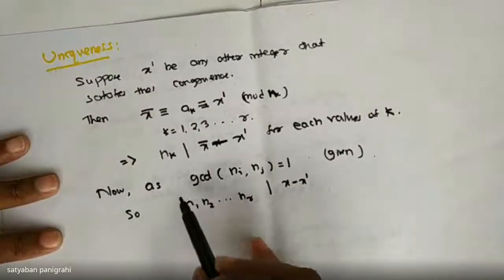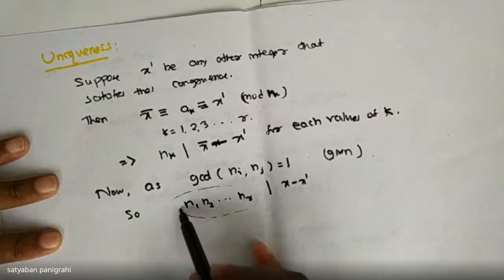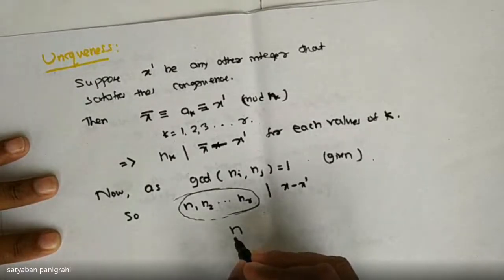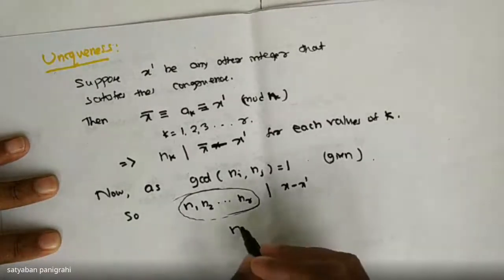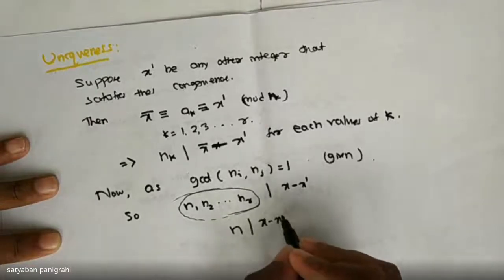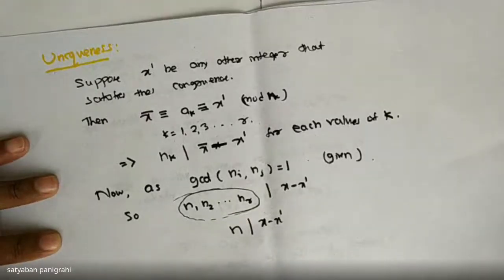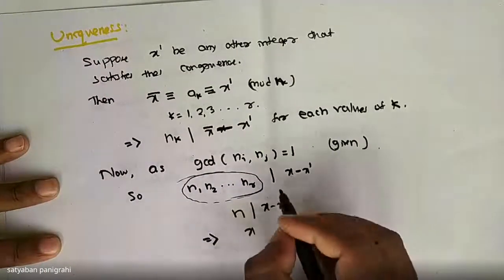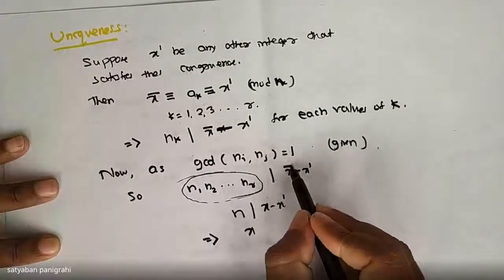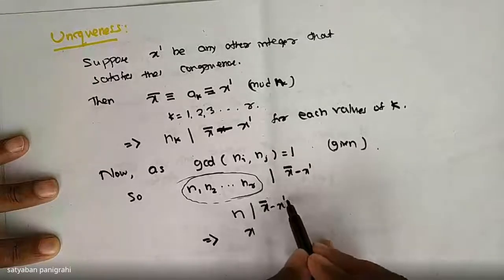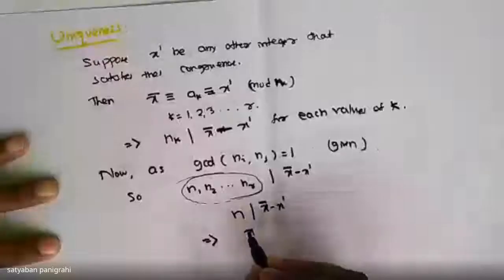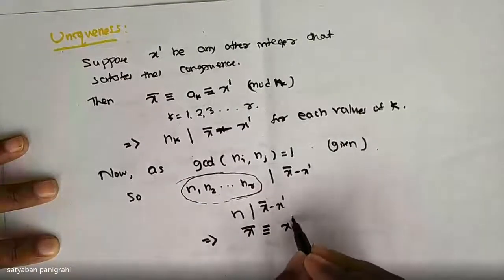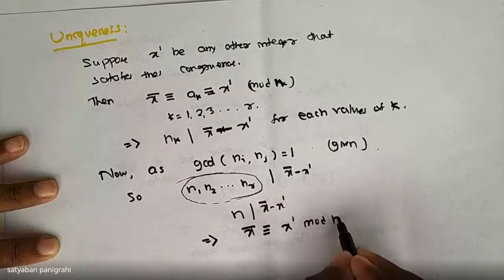But this value is how much? This value is the product, we are taking n. This product, n divides x̄ minus x′. This implies x̄ minus x′, so we have x̄ congruent to x′ mod n.